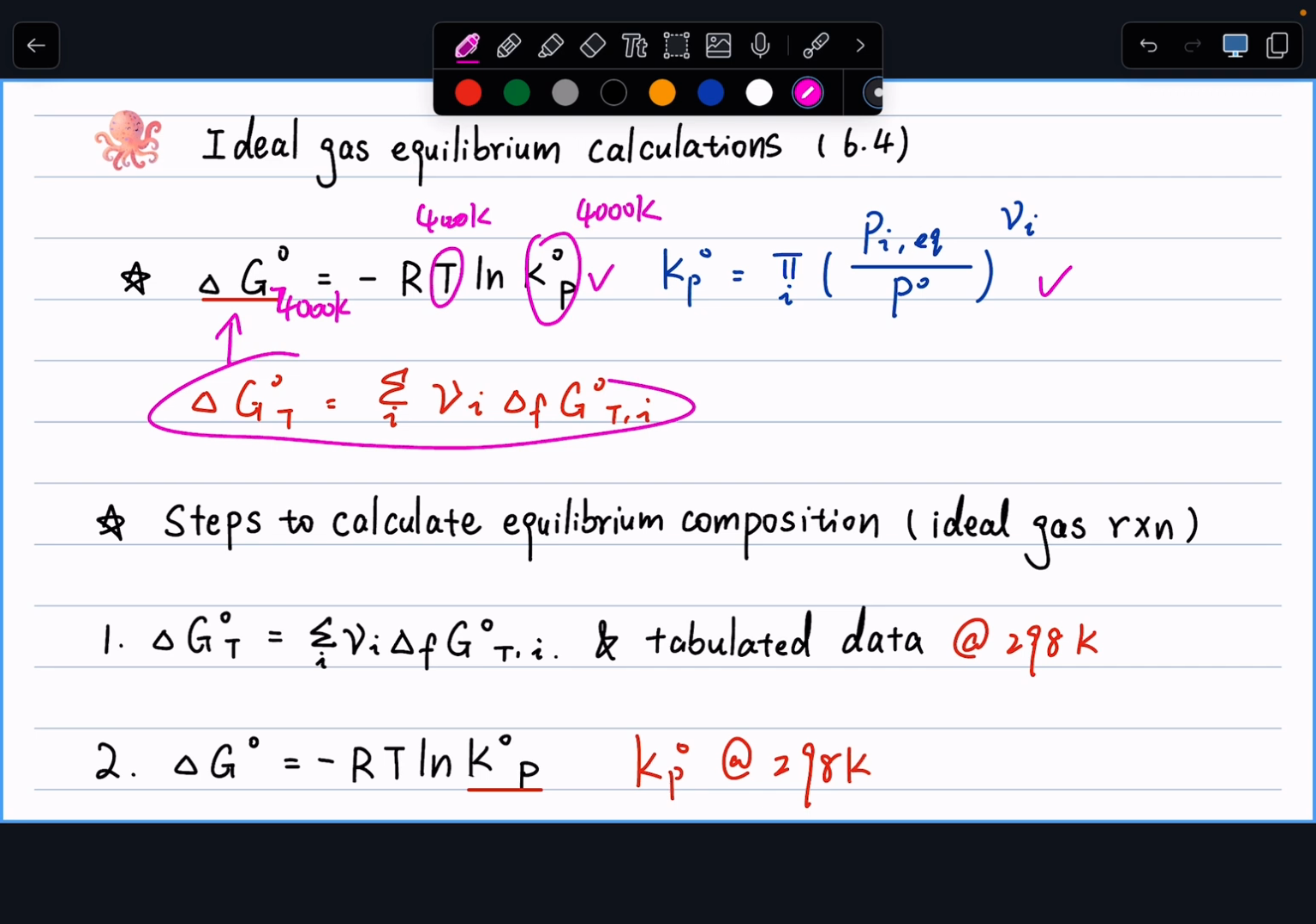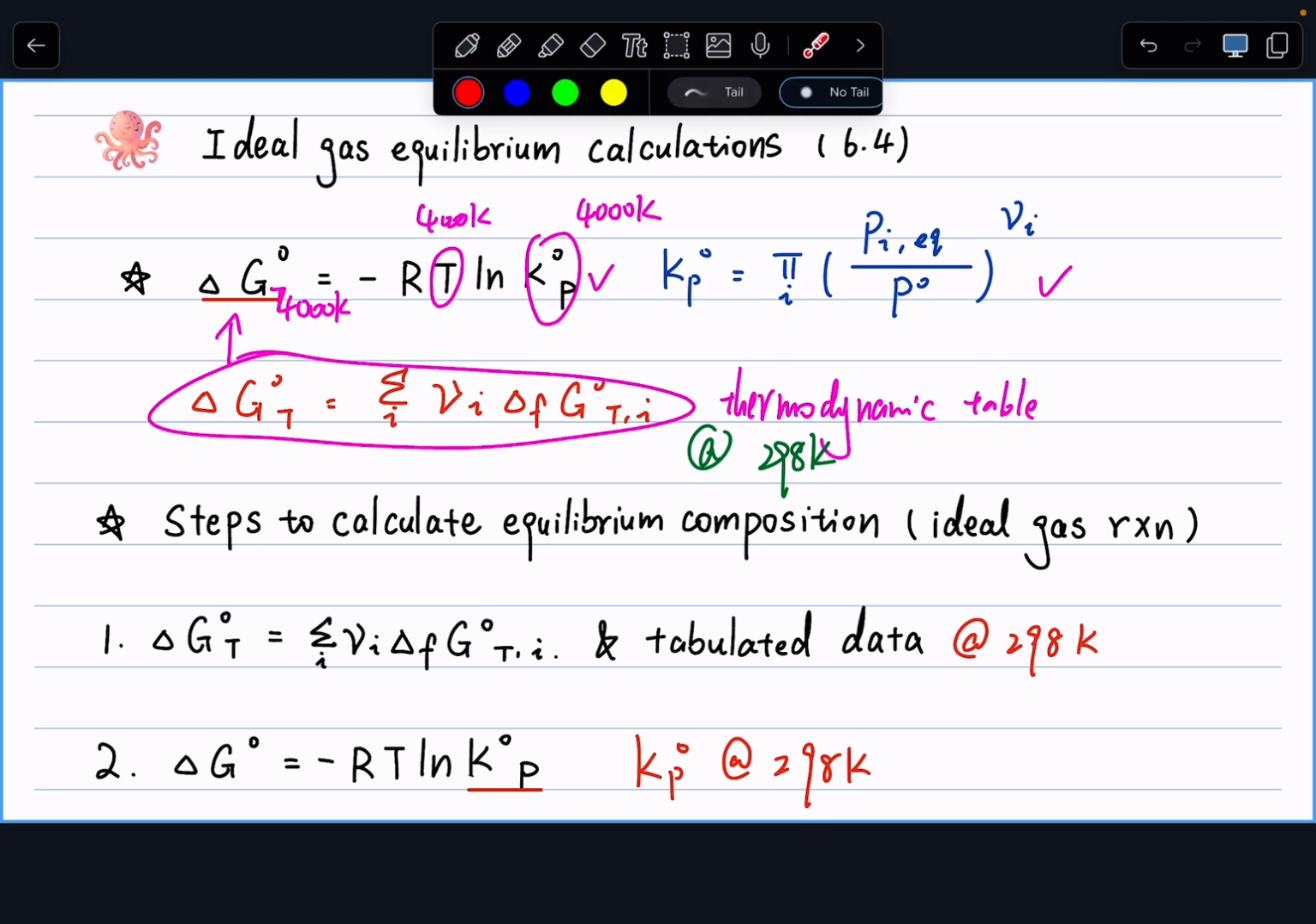Now, if we're using the thermodynamic table, then we are bound to use the thermodynamic table to get the delta G of the reaction at 298 Kelvin. The first two equations are just generally true, whatever temperature we care about. But if we're using the thermodynamic table, then we're only calculating the delta G of the reaction at 298 Kelvin.